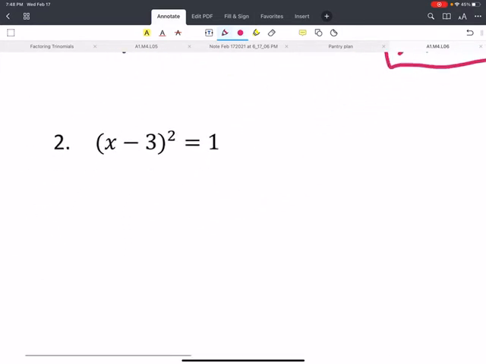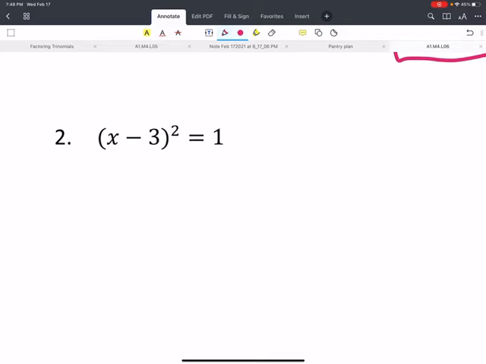Number 2. Again, we're just going to follow the rules of math. Okay? I have something in parentheses, so I can't add or subtract or multiply or divide anything out of that right now. But I do have this squared right here. So the only thing I can do to start off with is I can take the square root. If I take the square root of that side, I have to take the square root of that side. So the square root of x minus 3 squared is just x minus 3. And the square root of 1 is plus or minus 1.